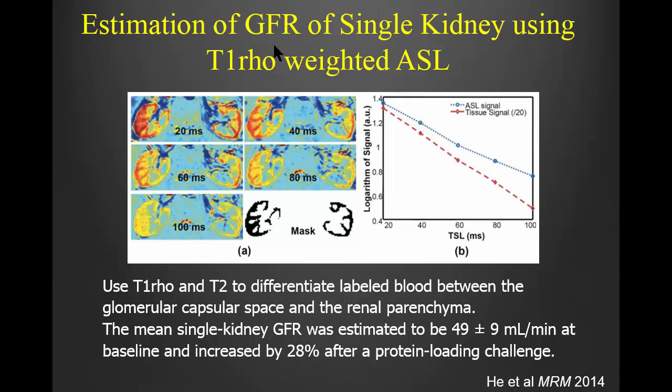We all know T1rho is sensitive to macromolecules such as protein. So he was able to separate the glomerular capsular space and the renal parenchyma based on this T1rho-weighted ASL, and estimate the single kidney GFR to be 49 milliliters per minute at baseline, increasing by 28% after a protein loading challenge.